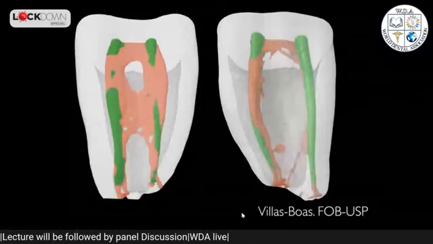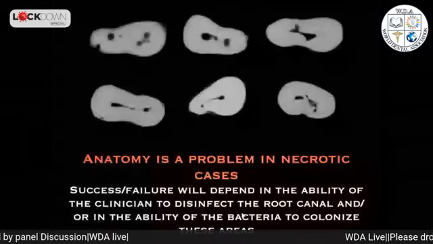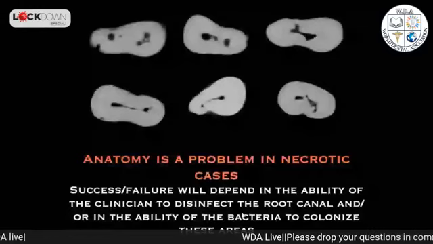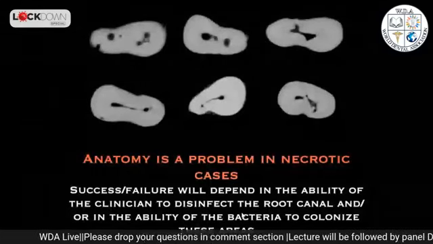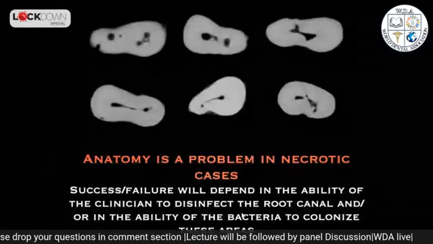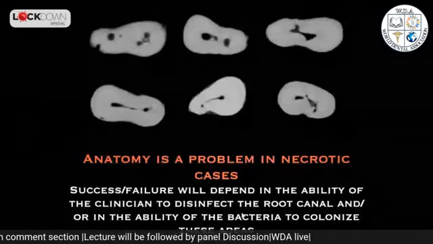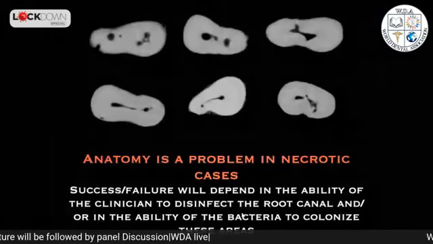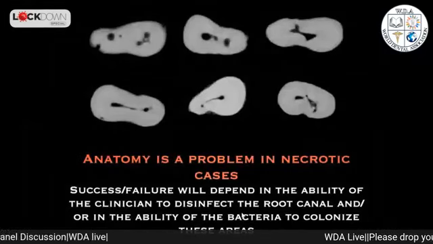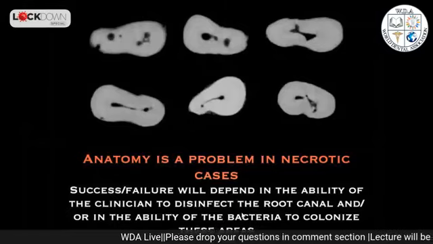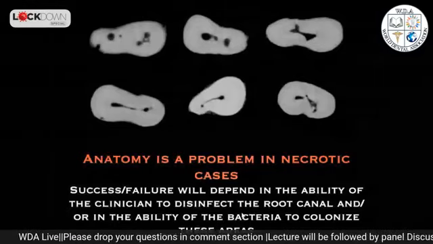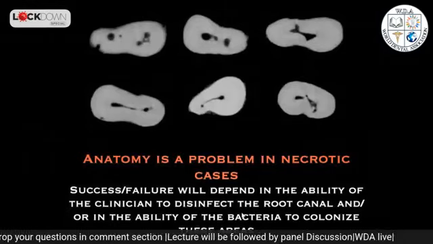So basically, the anatomy is the problem in necrotic cases. This is how it looks on a transversal cross section in a mandibular molar at 1 millimeter from the foramen. So we don't have round canals. They are very irregular. And most of the time, the success or failure will depend on the ability of the clinician to clean this complex anatomy.